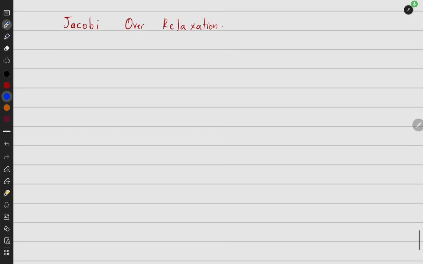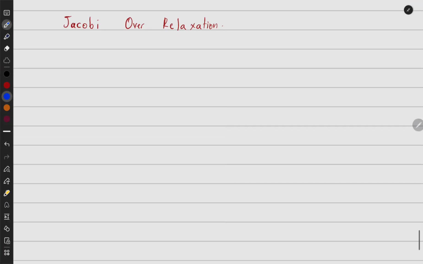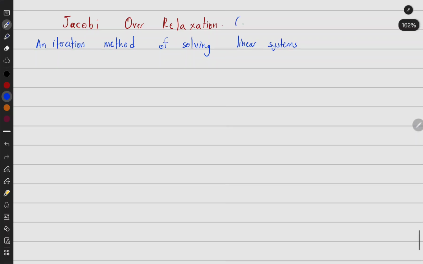So, thank you. We can begin from where I stopped last time. I want to talk about the Jacobi over relaxation iteration method, or sometimes they write it like this. It is an iteration method for solving linear systems of the form Ax = b.